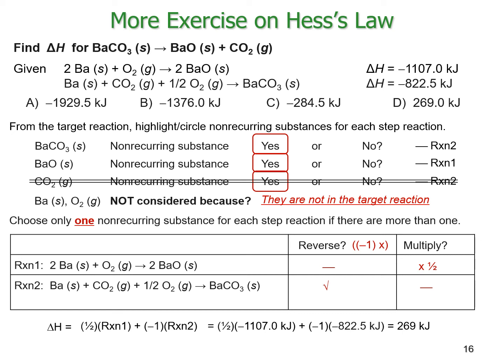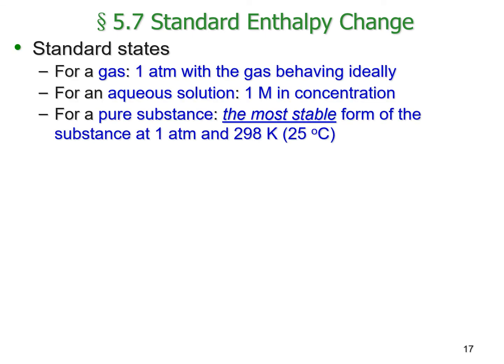There is another application of Hess's law. We talk about the second application of Hess's law. First, I'd like to introduce you to a new concept called standard enthalpy change. Everybody understands what enthalpy change is. What about standard? Standard comes from a standard state. As a matter of fact, there are a lot of standard states. For example, if we have a gas, that must be 1 atm.